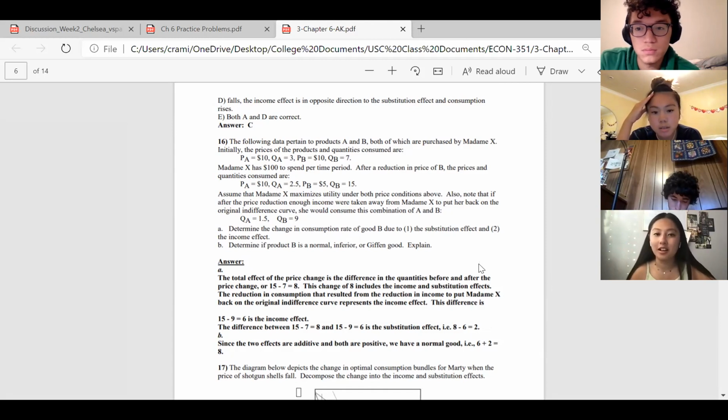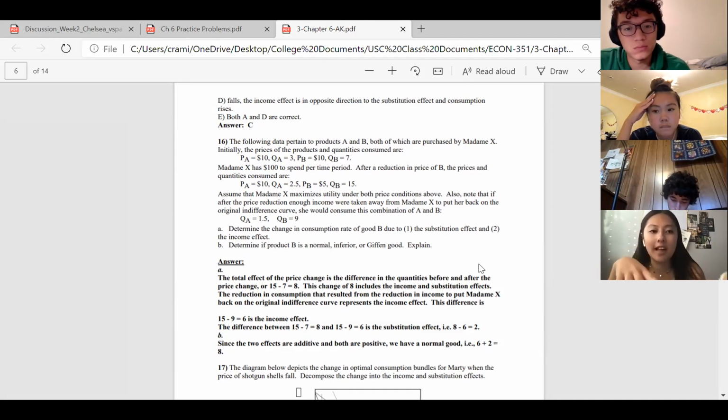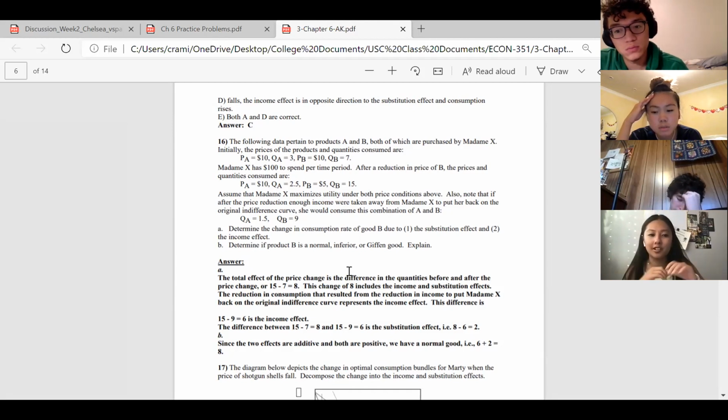In the substitution effect the utility will remain the same. At the end the problem says to assume that Madam X maximizes utility under both price conditions above, and it says to note that if after the price reduction enough income were taken away from Madam X to put her back on the original indifference curve, which means the utility stays the same. So the substitution effect is the change that happens when the price changes but the utility is the same. So the last QA, 1.5, and QB, 9, would mean that even though the price changed, the utility stayed the same.